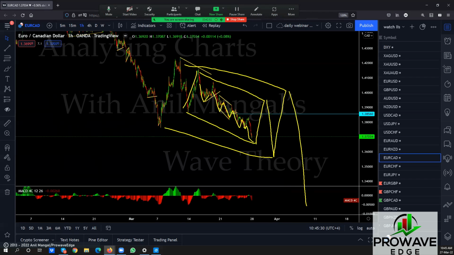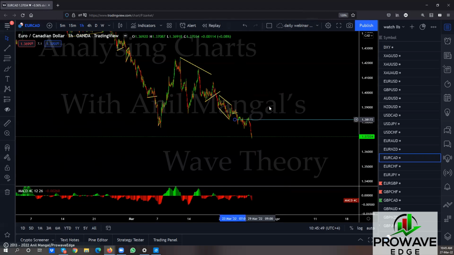So every sell you take, you have to take off the profit because the chances are it's going to go back up. Now, I would be watching to take off that. Now, I'll be watching for a buy setup like this move up. So let's see if we get that.